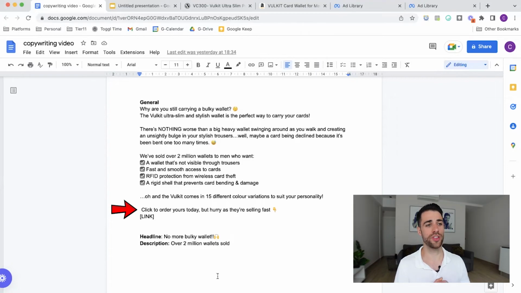And also the scarcity, but hurry as they're selling fast. So, I mean, you could use this for anything. It's probably overused. Hurry, they're selling fast. Better is to have something that is genuine that would actually apply to your product.